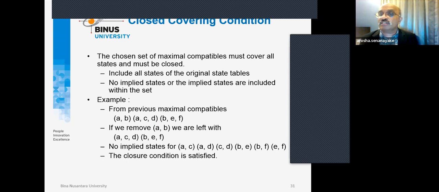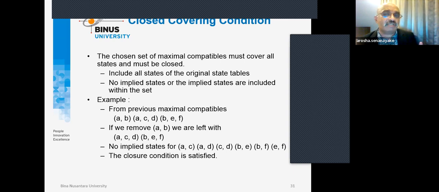It must include all states of the original state table, with no implied states left out, or the implied states must be included within the set. So when it comes to A and B, A is included in the ACD triangle, and B is also included in the BF triangle. So there is no need to have AB in this case, and we can easily remove it. The closure condition is satisfied, so we don't require it.